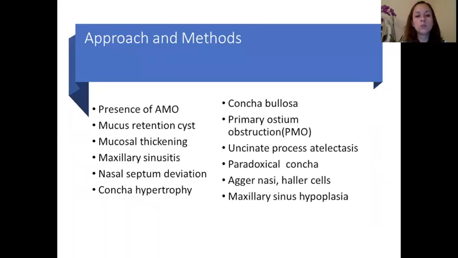In the second group, presence of accessory maxillary ostium, mucus retention cyst, mucosal thickening, maxillary sinusitis, septum deviation, concha hypertrophy, concha bullosa, primary ostium obstruction, uncinate process atelectasis, paradoxical concha, agger nasi and Haller cells, and maxillary sinus hypoplasia were noted.